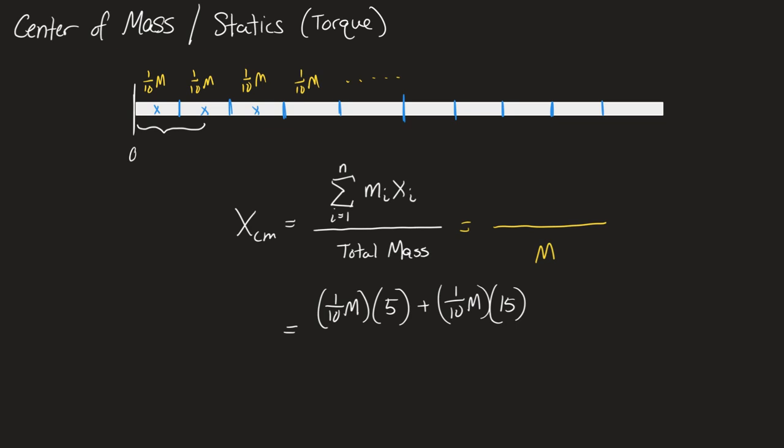Now there's 10 total pieces, so I'm getting concerning feedback here. So let's do the third piece before I let you do the rest. The third piece's mass is 1/10 m. Where is the third piece? 25. Good job.